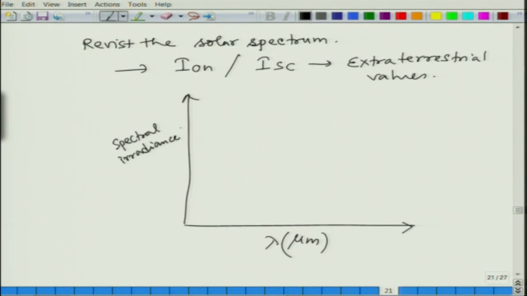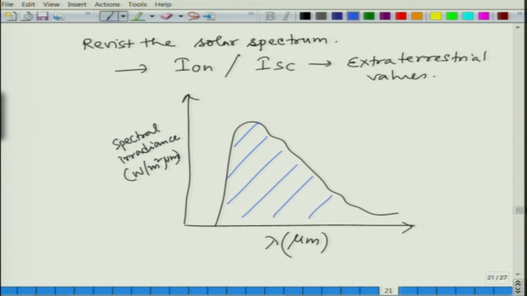irradiance, okay, in watt per meter square micrometer. Okay. So, we have gotten something like this. Okay. Now, what we want to emphasize here, that the area under the curve is what? So, this area under the curve is ISC, or if you plot it for ION, you will get ION. So, the intensity, and this will be clear from the units as well.